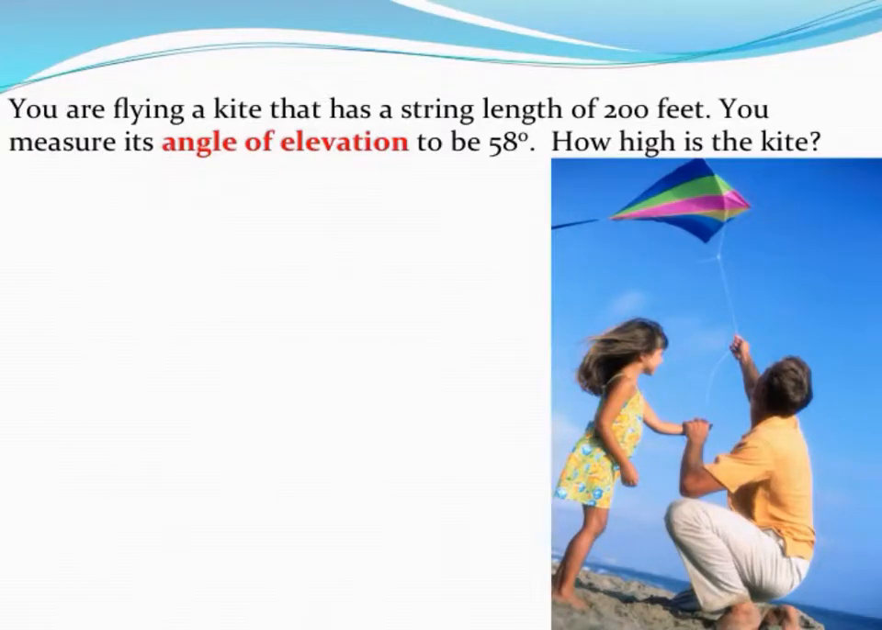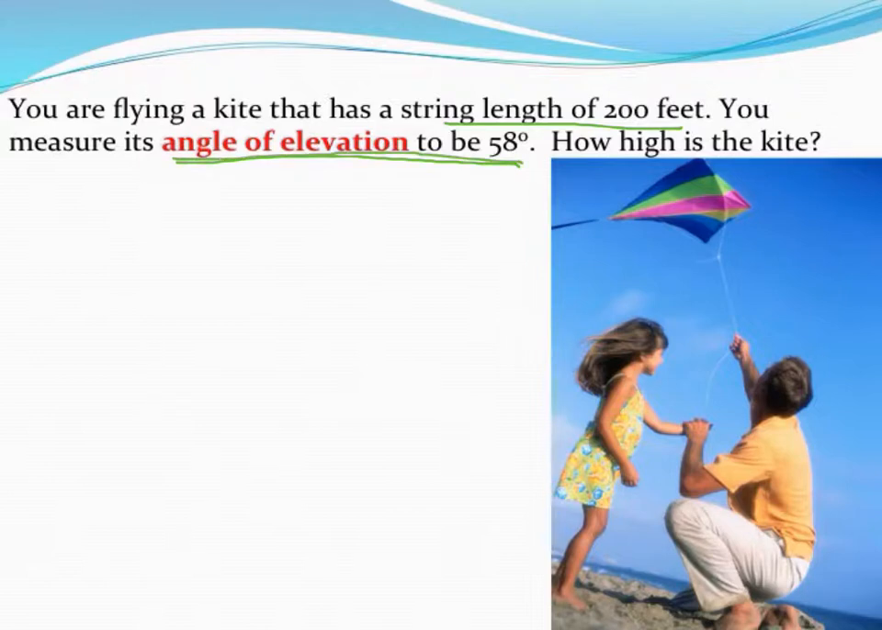We can use trigonometry to find the height of an object we can't measure directly, in this case, a kite. In this situation, we're given a couple pieces of information. We know how long the kite string is, 200 feet, and we know the angle of elevation, which is the angle on the ground rotating upwards, to be 58 degrees.